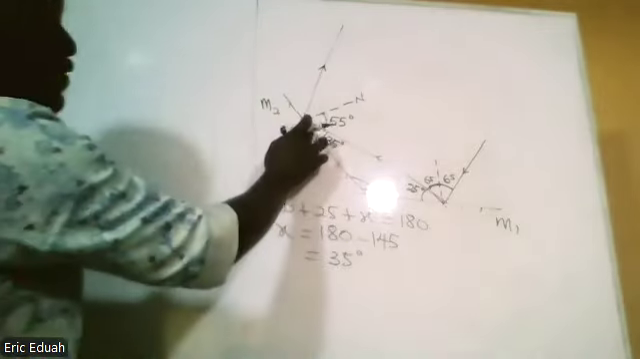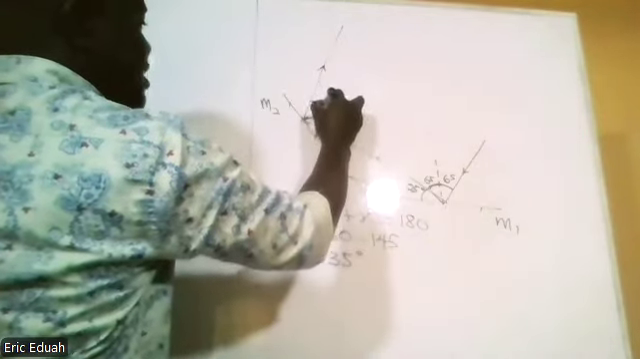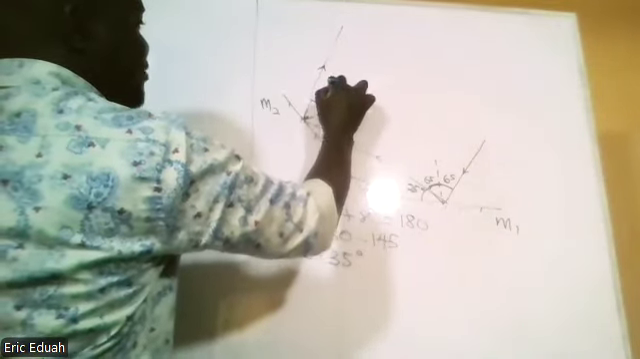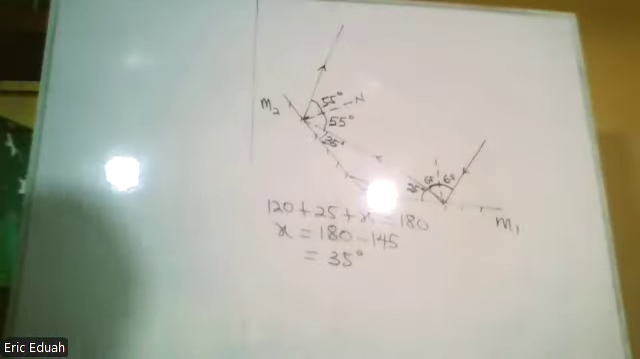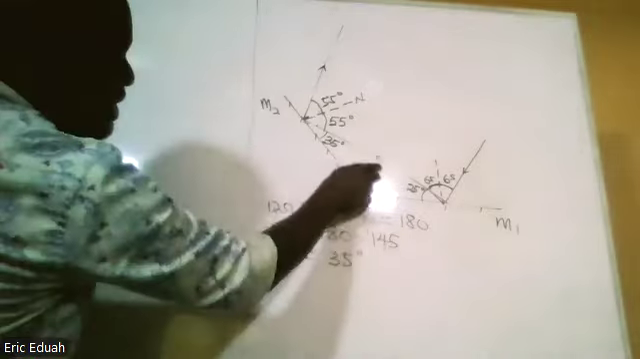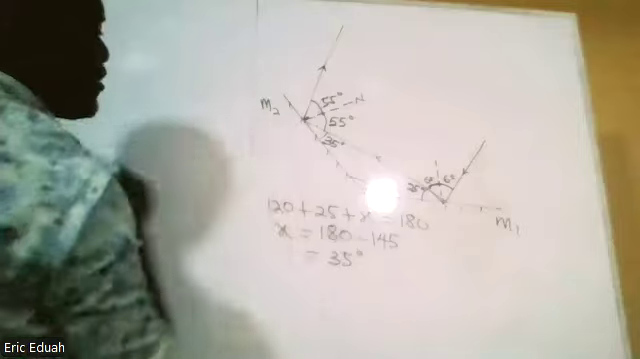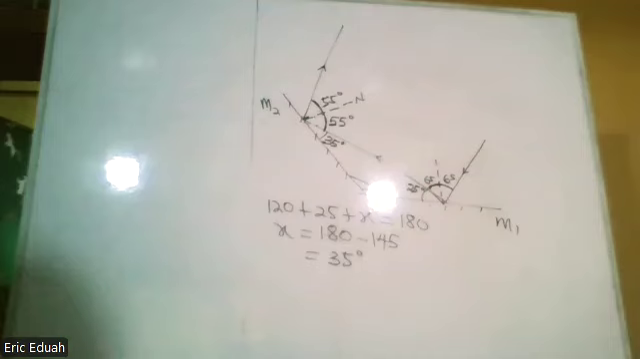So if the angle of incidence to mirror 2 is 55, then the angle of reflection is also 55. So if the question is saying to find the direction of the ray after it is reflected from the second mirror, this is the incidence, this is the reflection. So this whole angle becomes the direction of the ray after it is reflected from mirror 2.